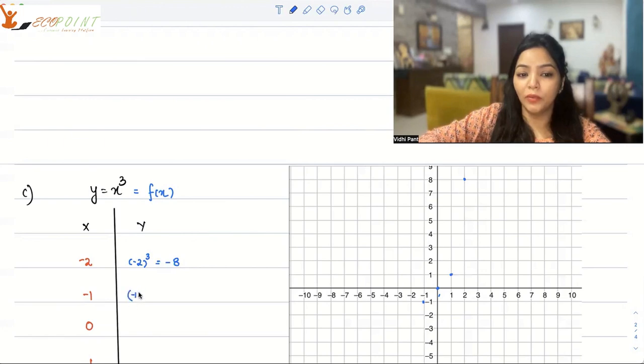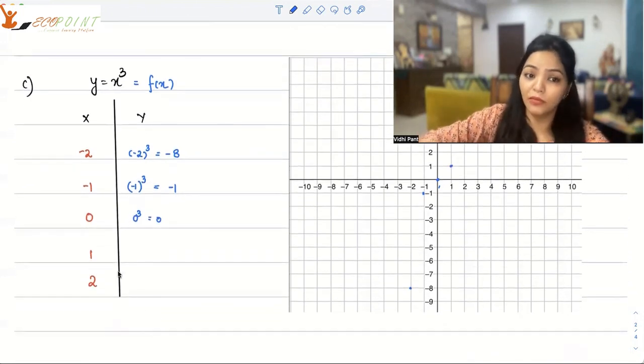-1 is your input, so the output is (-1) to the power 3. -1 into -1 into -1, 3 times, will give you -1 again. If your input is 0, 0 cubed will give you 0 itself. If the input is positive, what comes out of the cube is positive. So 1 cubed is 1, 2 cubed is 8.